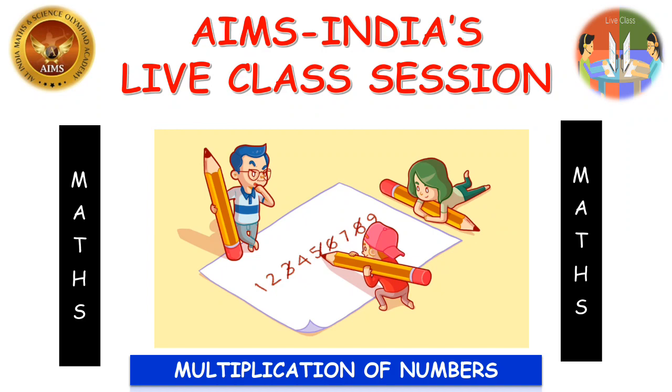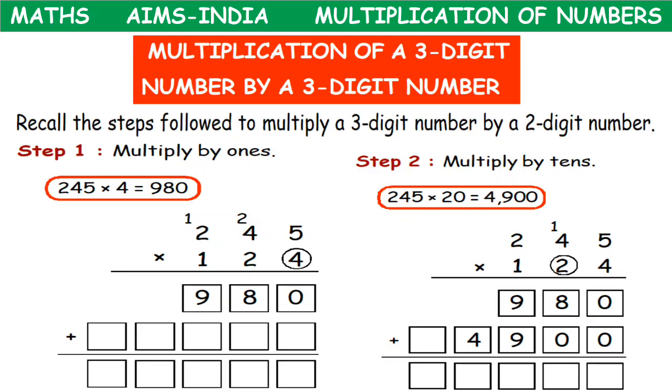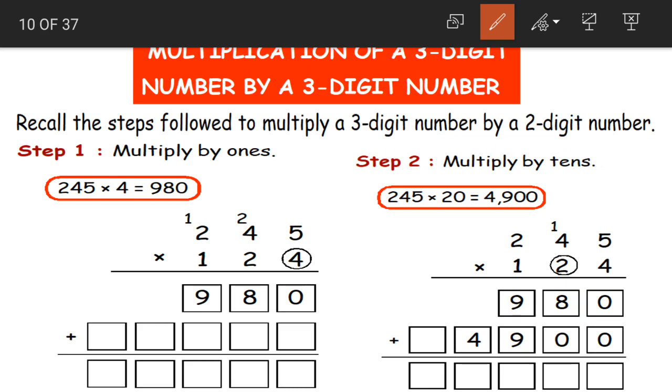So we will be continuing about multiplication of numbers, okay? Starting with multiplication of a 3-digit number by a 3-digit number. Okay children, now we learn about how to multiply a 3-digit number by a 3-digit number. Recall the steps followed to multiply a 3-digit number by a 2-digit number. Yes, how do we do that?